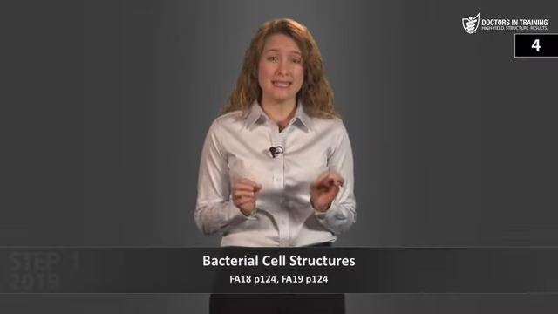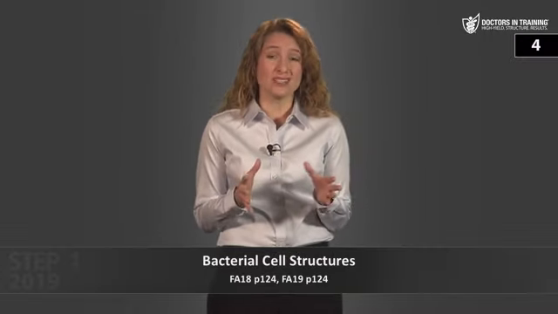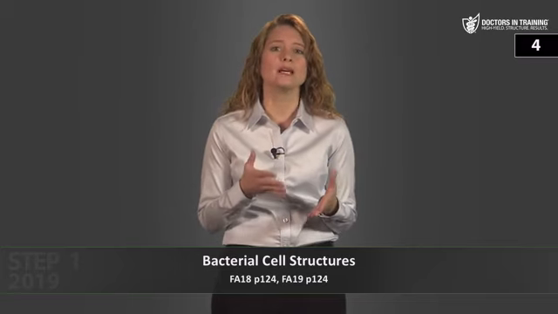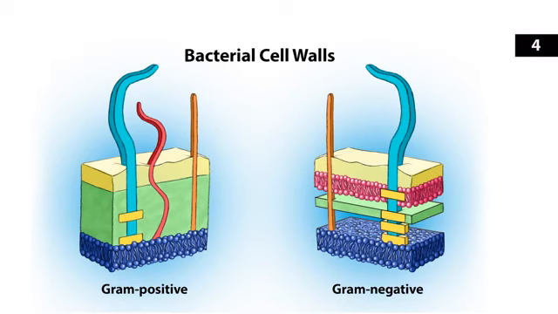Let's start with bacterial structures. This can be a tedious subject, but it's still important and fair game on your test. So let's start with the cell membrane. Now look at this image of two different bacteria. The gram-positive organism is on one side and the gram-negative on the other. The plasma membrane is at the bottom of each of the figures.